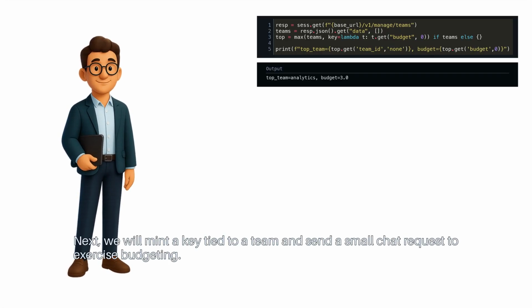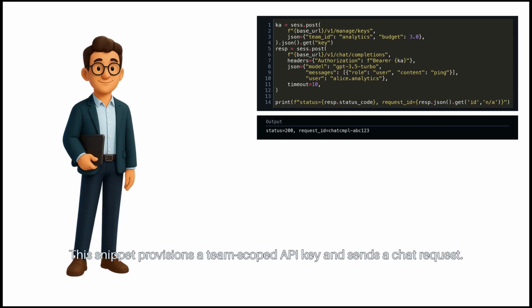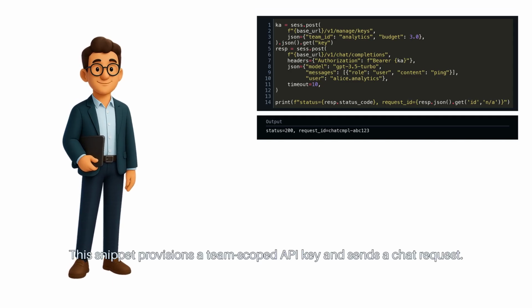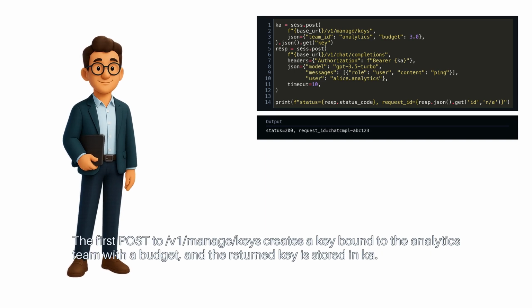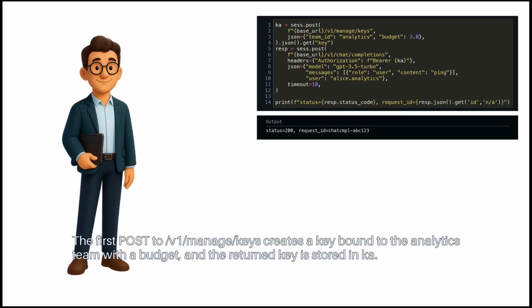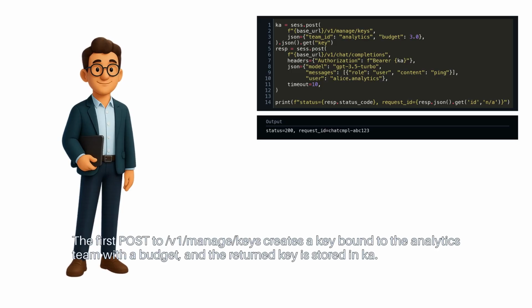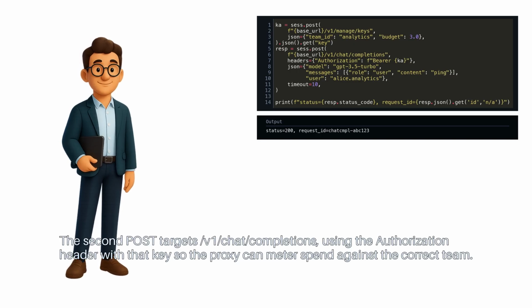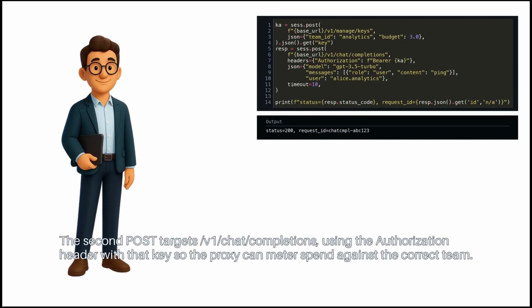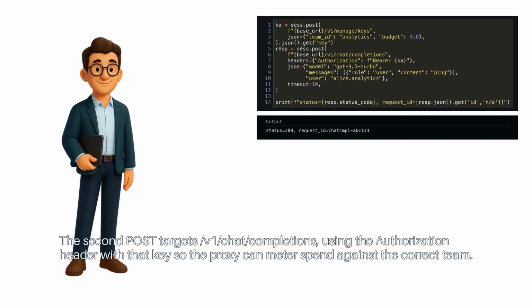Next, we will mint a key tied to a team and send a small chat request to exercise budgeting. This snippet provisions a team-scoped API key and sends a chat request. The first post to /v1/manage/keys creates a key bound to the analytics team with a budget, and the returned key is stored in k. The second post targets /v1/chat/completions, using the authorization header with that key, so the proxy can meter spend against the correct team.